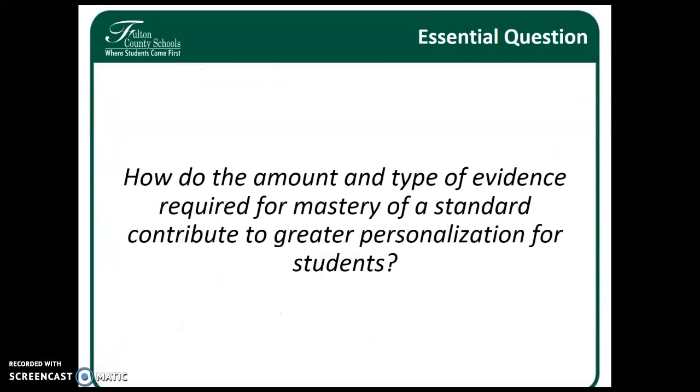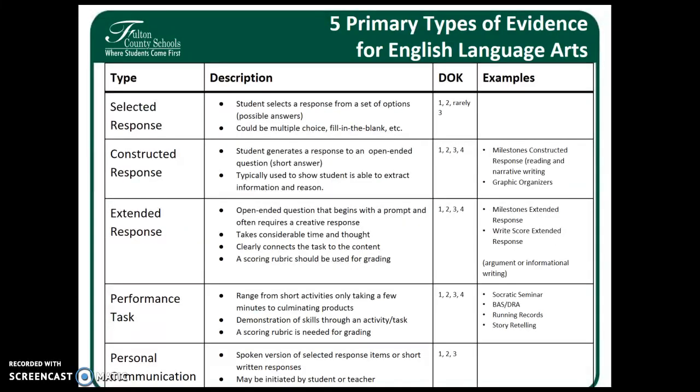So how do the amount and type of evidence required for mastery of a standard contribute to greater personalization for students? Well, ultimately, it provides flexibility for students to show mastery, and in addition, it provides flexibility for teachers in how to assess that mastery. So the next 4 slides show the 5 primary types of evidence for the 4 core contents: language arts, math, science, and social studies. I am going to flip through these quickly, but as before, I will share this PowerPoint with you so you can take a closer look.